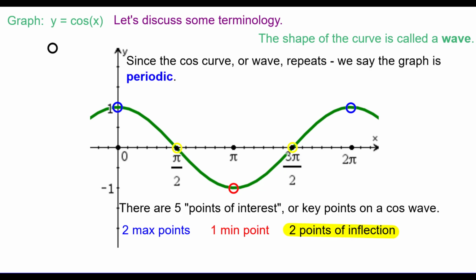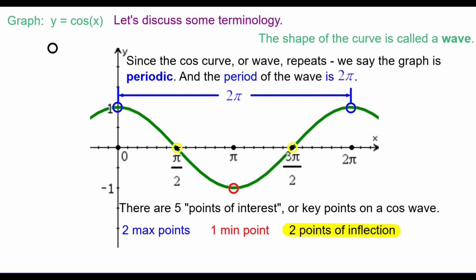Since the cosine curve or wave repeats, we say that the graph is periodic. And the period of the wave is 2 pi. That is, the distance from this maximum to this maximum before it starts the same curve again is 2 pi. That's the period of the wave. Press pause as needed. This is the conclusion of the video.